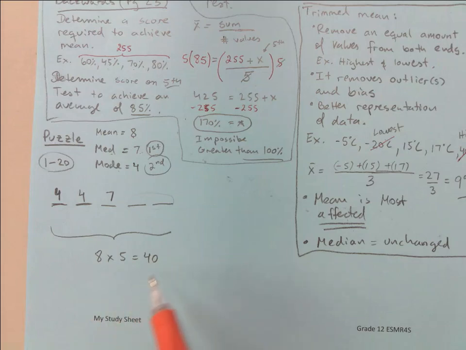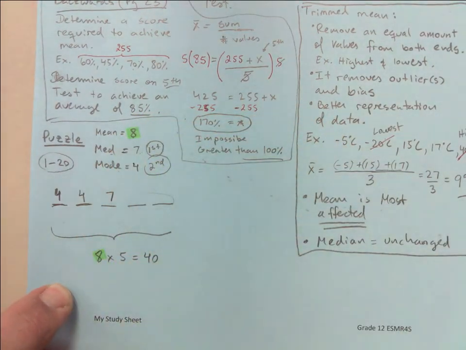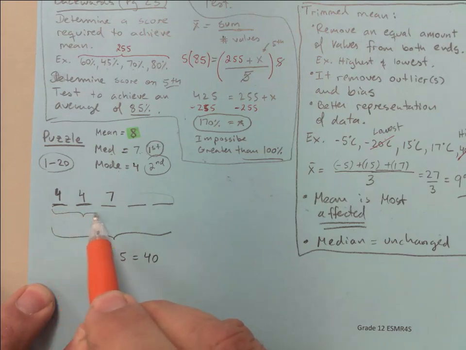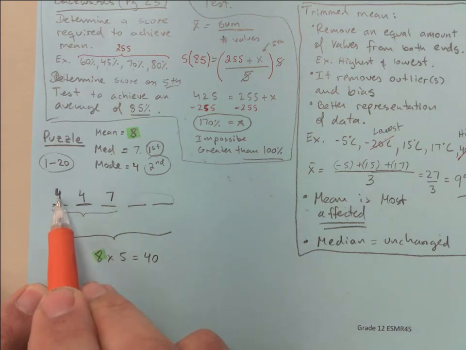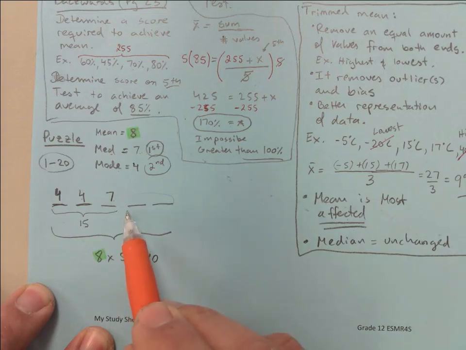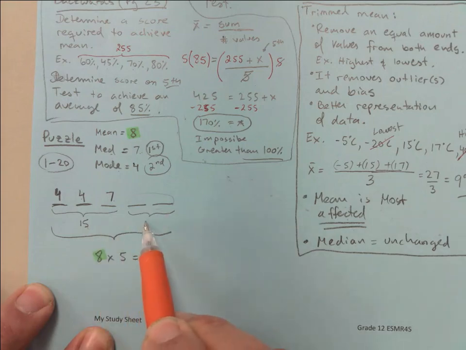So this is the, let me highlight this because some of you are not going to know where I got that 8 from. So we already know, what does this add up to here, this chunk right here? 4 and 4 is 8 and 7 is 15. So what does this have to add up to? You go 40 minus 15, that's 25.